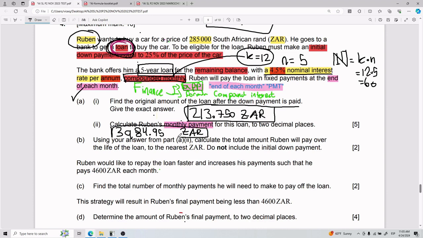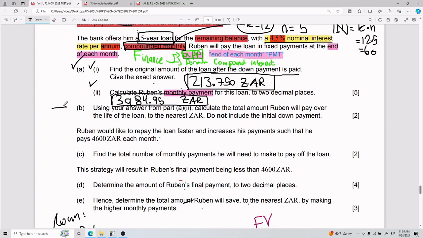So that is what just happened, okay? That is part A. Then for part B, you need to use your answer from part A double I, so basically use your answer from just part A in general, to calculate the total amount Ruben will pay over the life of the loan. To the nearest ZAR, do not include the initial down payment.